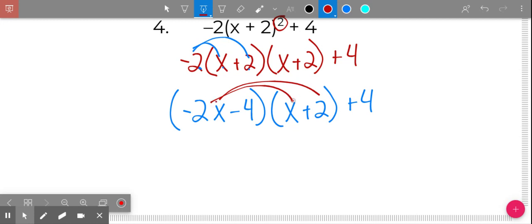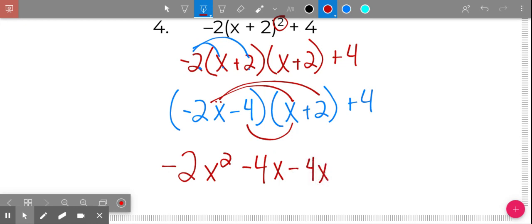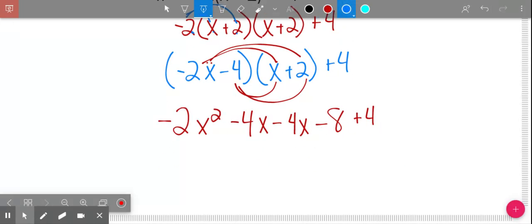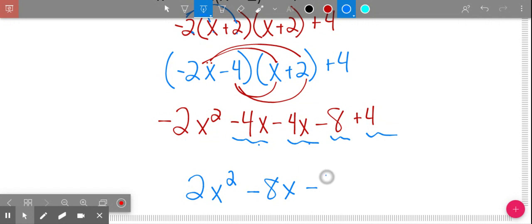So negative 2x times x gives us negative 2x squared. Negative 2x times 2 gives me negative 4x. Negative 4 times x gives me negative 4x. And negative 4 times 2 gives me negative 8. And then I just bring down the plus 4. And then final step, we're going to combine some like terms. So that negative 2x squared just hangs out up front. Negative 4x minus 4x gives me negative 8x. And then negative 8 plus 4 gives me negative 4.